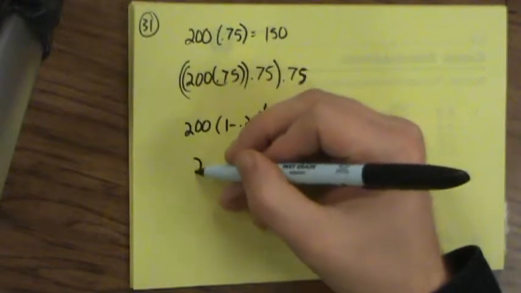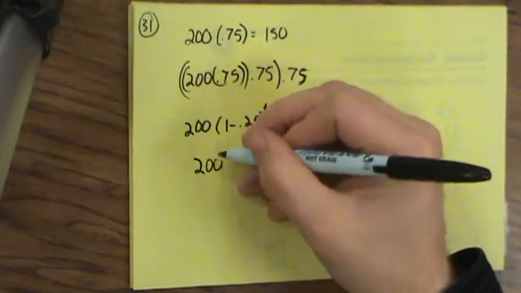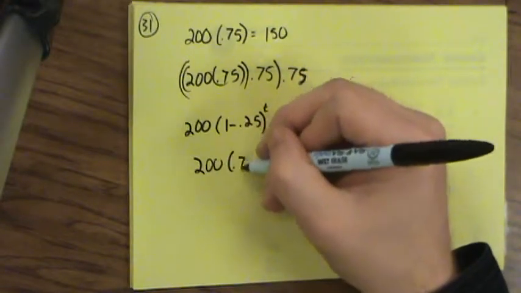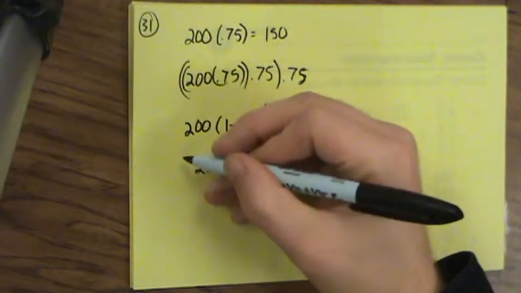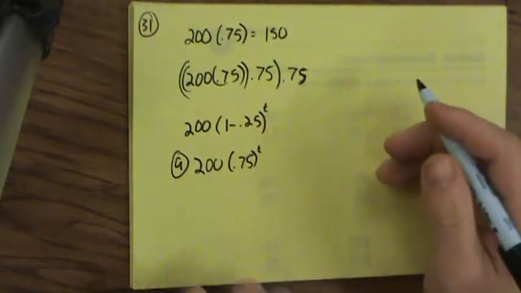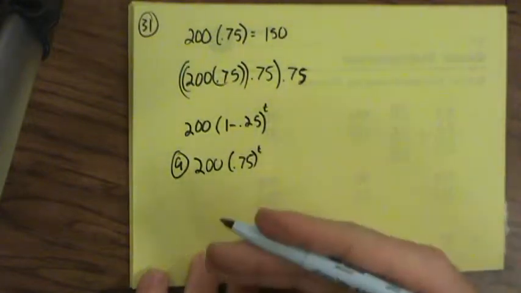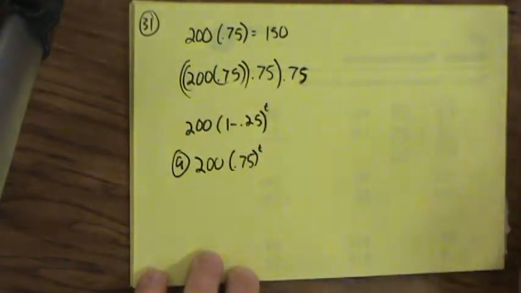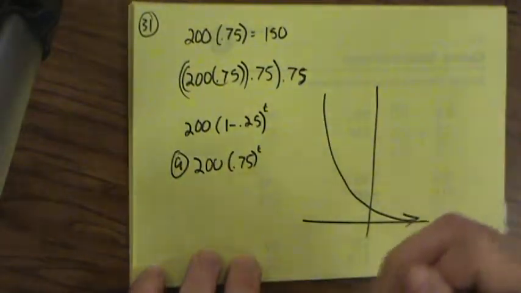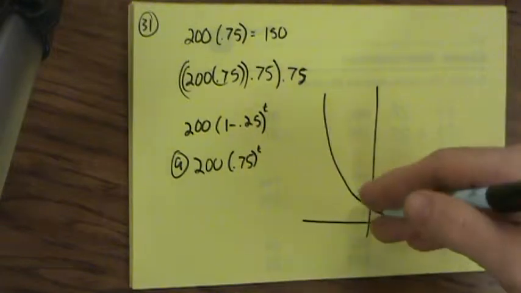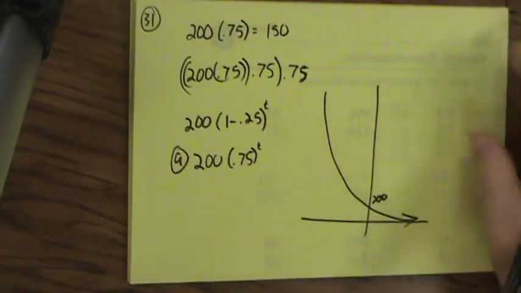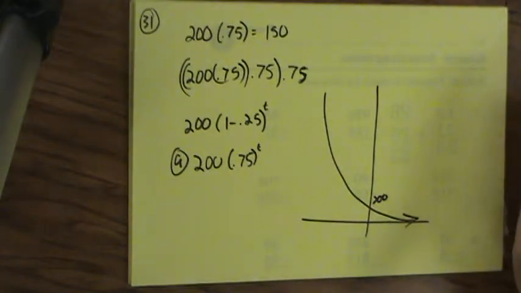So if we were to simplify this a little bit, this is like in general, right? You're always going to take 1 minus the depreciation rate, but this is 200 times 0.75 to the t. That's part A. That's what they wanted us to do for part A. They want us to graph the model now. Okay? Use a graphing calculator. These numbers are so big. But it's going to look something like this. It's going to start out at 200 at year zero, and it's just going to get less expensive from there, worth less.